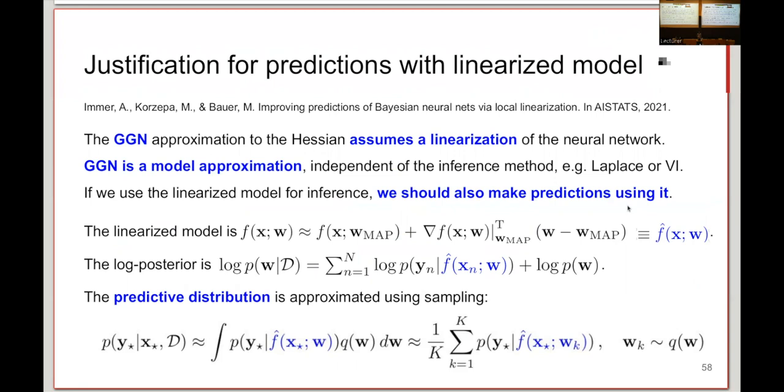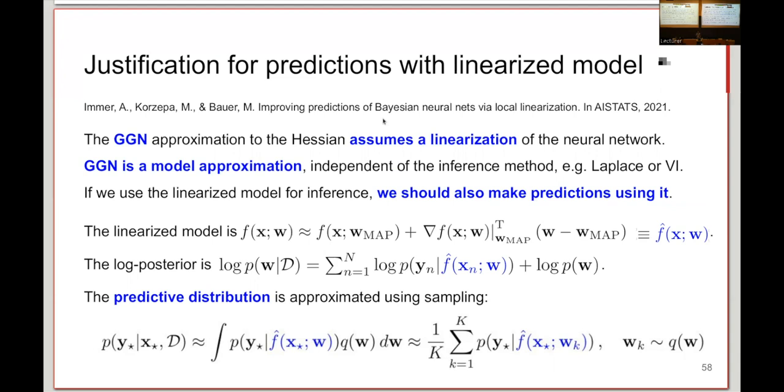Later, you had a paper by Alex Immer, Maciej Korzepa, and Matthias Bauer, and they actually justify using this linear model for predictions. They look at the same techniques that Alexander was using to make scalable approximations to the Hessian, but now they say, look, you are using the generalized Gauss-Newton matrix to approximate the Hessian. We have seen that the generalized Gauss-Newton matrix is based on a linear approximation to the model.